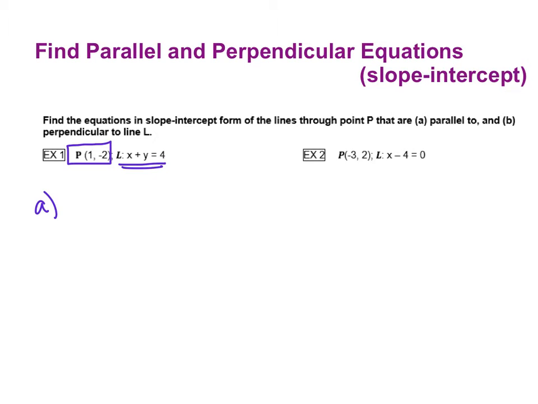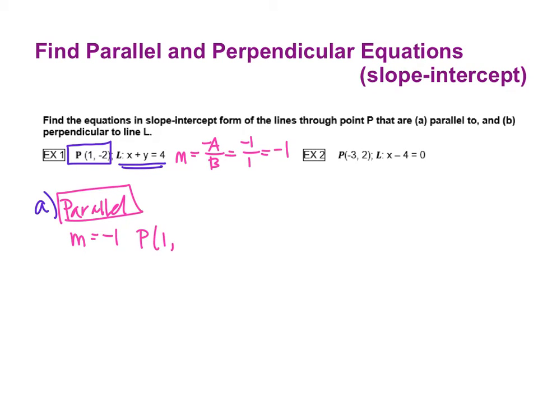Well, I notice that it's in standard form right now. So if you remember, we can find the slope from standard form by doing negative a over b. So our a value is 1, so negative 1 over our b value is 1. So the slope is negative 1. So for our parallel line, we are going to use the same slope. So we're going to use the slope of negative 1 and the point 1, negative 2.